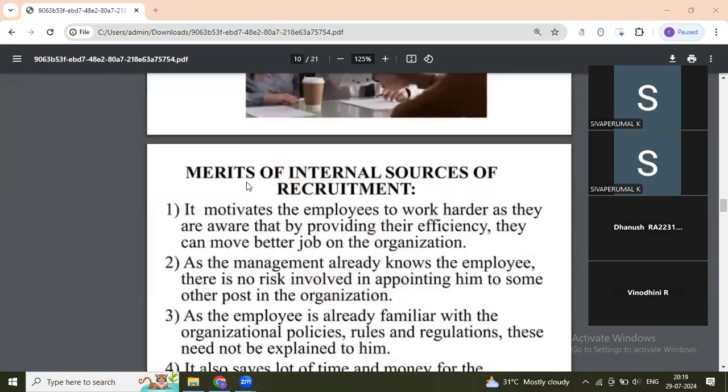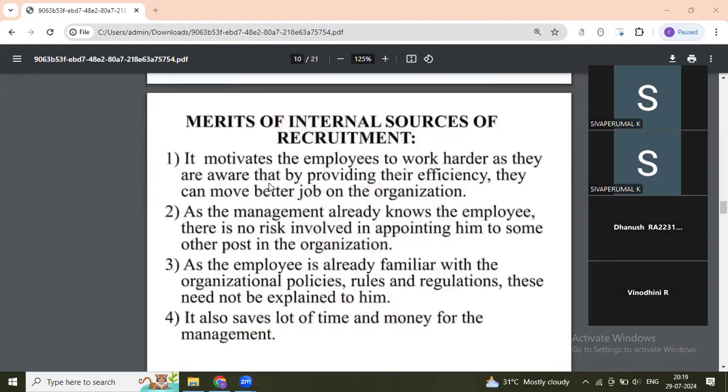And we will see the merits. What are the advantages of the internal sources of recruitment, right? The first point is it motivates the employees to work harder, as they are aware that by proving their efficiency they can move to a better job in the organization. First of all, it gives some awareness. The company gives awareness to the employees: if you work hard or work efficiently, we will promote you from one place to another. You will get a higher position and hierarchy level. So this is one of the benefits to encourage the employee. It's called a promotion.